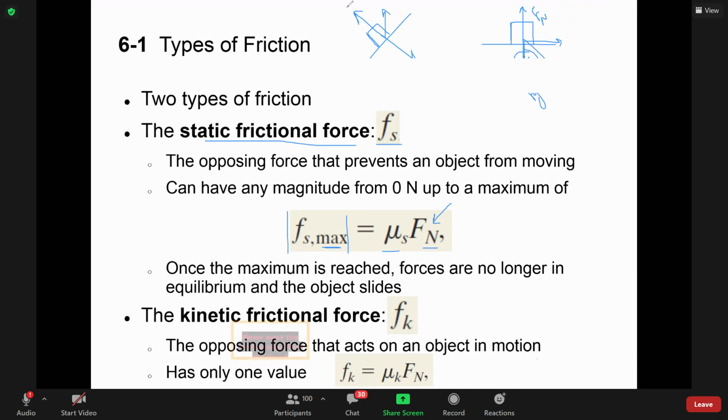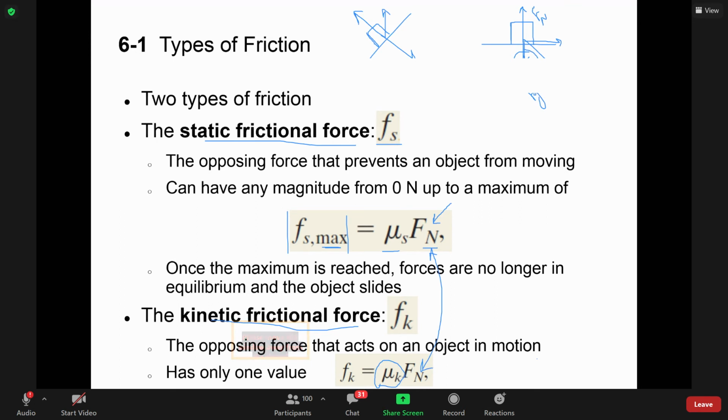So Fs maximum is made of µs times Fn. By the way, similarly, Fk, the kinetic frictional force, is made of another coefficient called the coefficient of kinetic friction, µk, multiplied also by Fn. And notice how important the Fn is. The Fn is extremely important. Without knowing the normal force, I cannot calculate the friction forces.